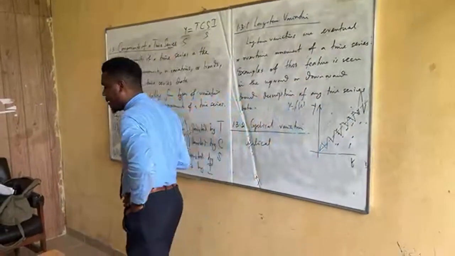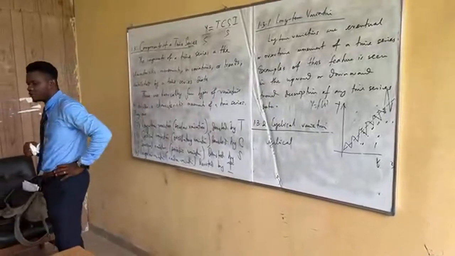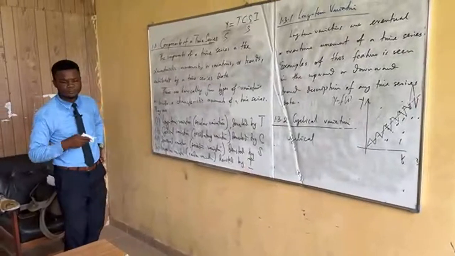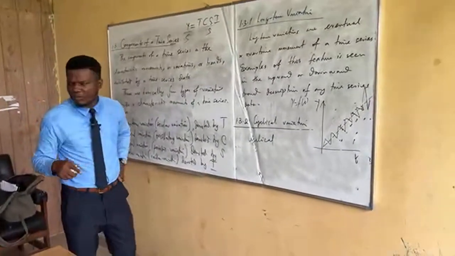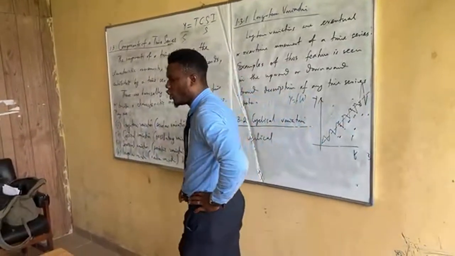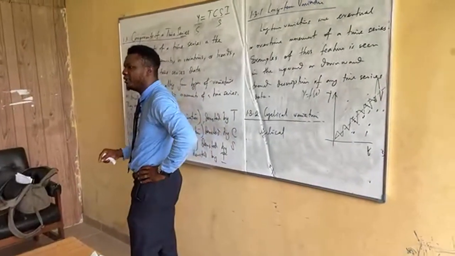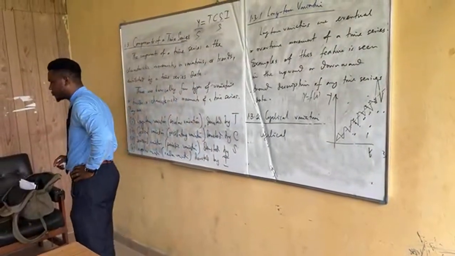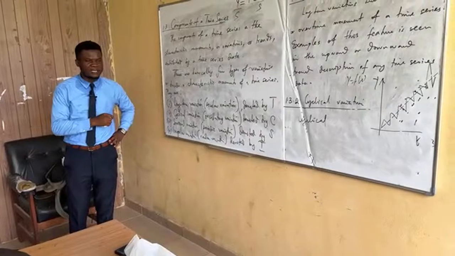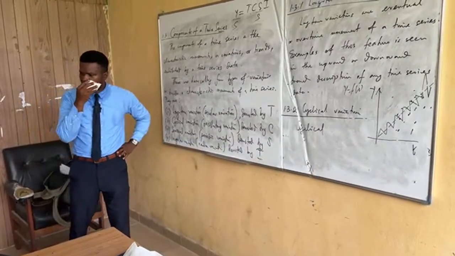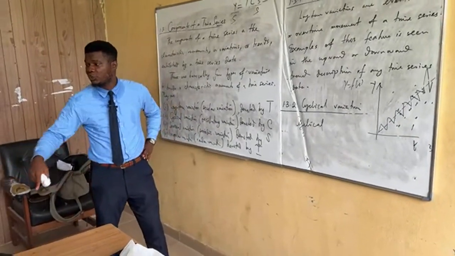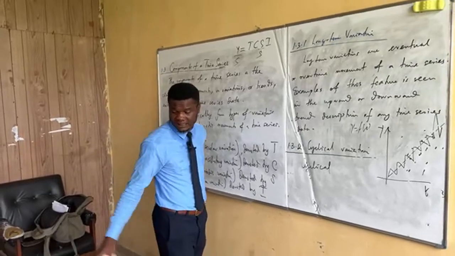Examples of observations that are seasonal in nature are those obtained on the prices of commodities during the Yuletide period. Examples of observations that are what? Seasonal in nature are observations obtained on the price of commodities during the what? Yuletide period. That is Christmas period.